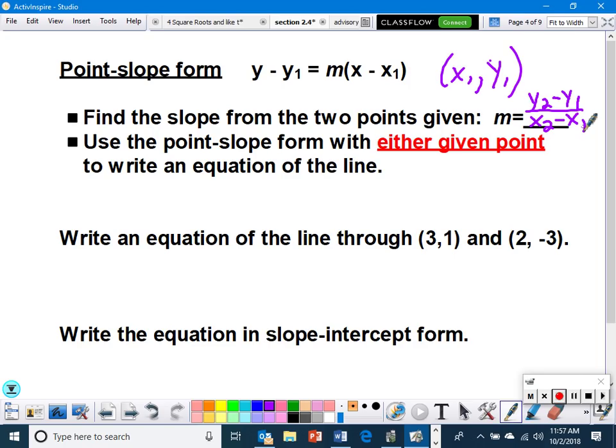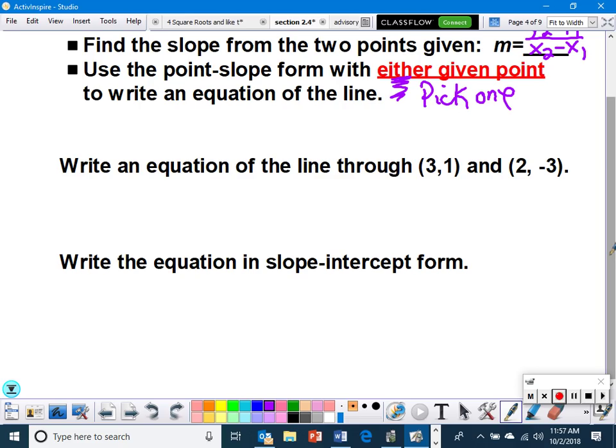Next, use the point slope form with either given point to write an equation of the line. So either means you pick one. We're not going to use both. We're just going to use one of them. All right, here we go. And again, this is going to be on Mastery Quiz number 4.